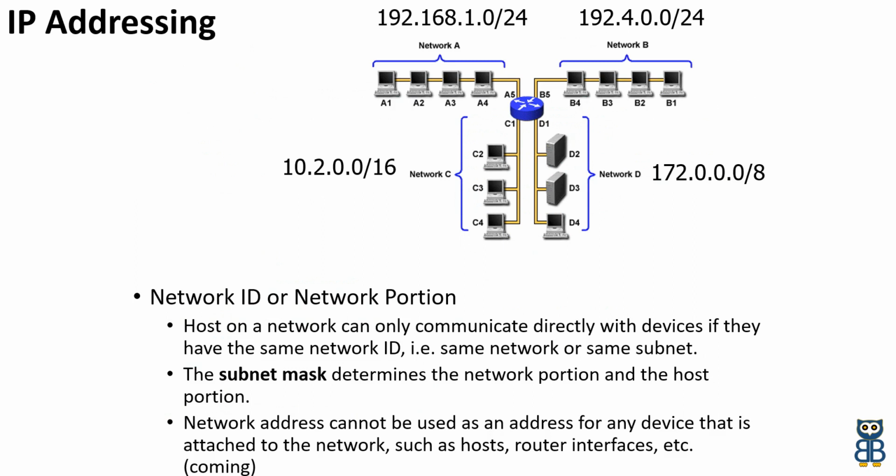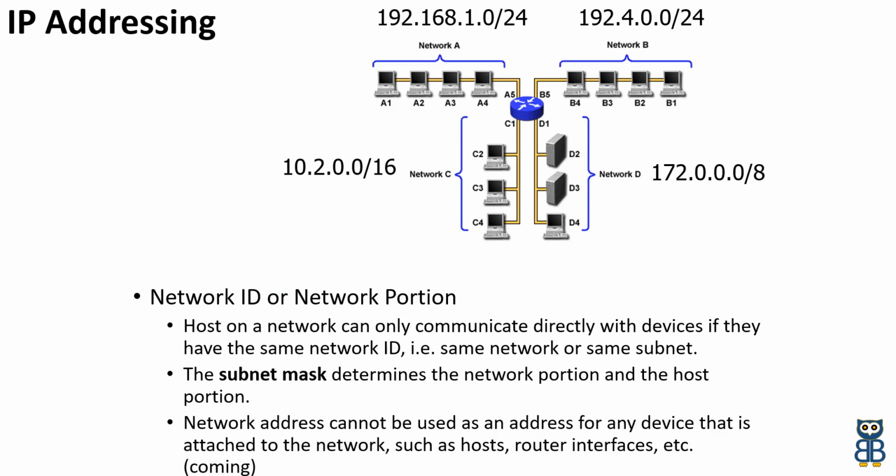Network address cannot be used as an address for any device that is attached to the network, such as hosts, router interfaces, etc. Hosts on a network can only communicate directly with devices if they have the same network ID, or same network, or same subnet. The subnet mask is which tells you what part of the IP address is the network portion and which part of the IP address is the host portion.